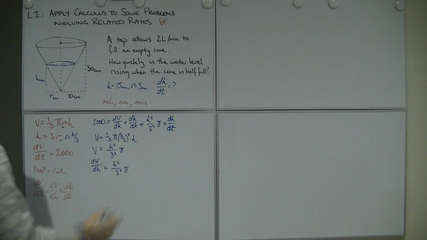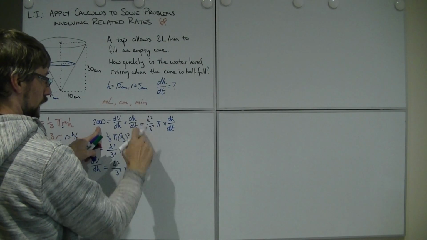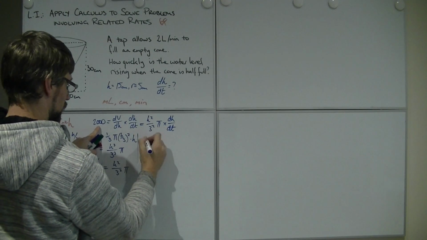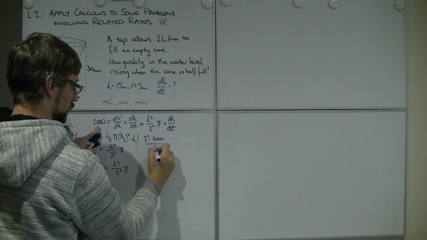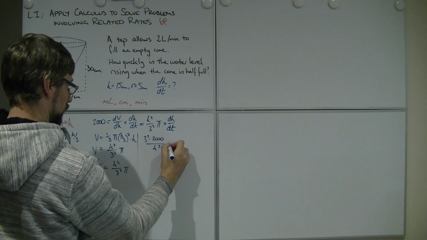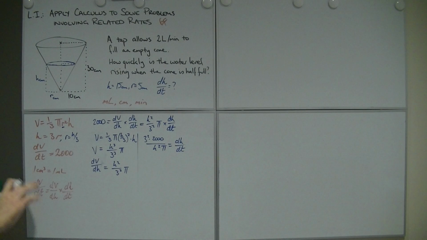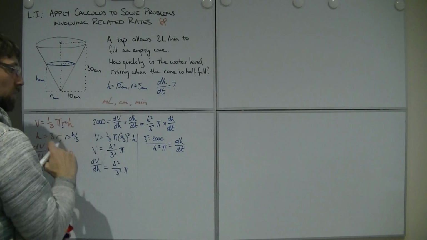Cool, alright. So I want this thing, so I need to divide by this guy. So I've got 3 squared multiplied by 2000 over h squared pi equals dh/dt. So that's my nice general expression for dh/dt. Cool. Well, specifically we were interested when h was 15.